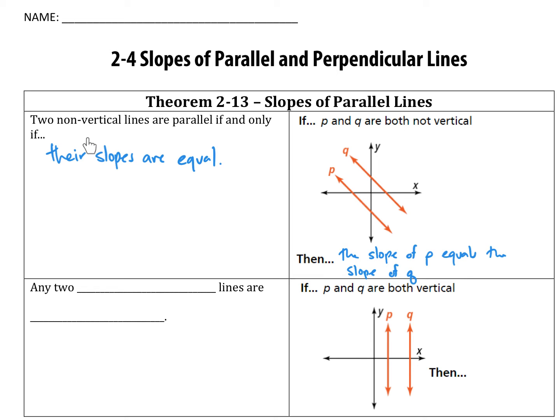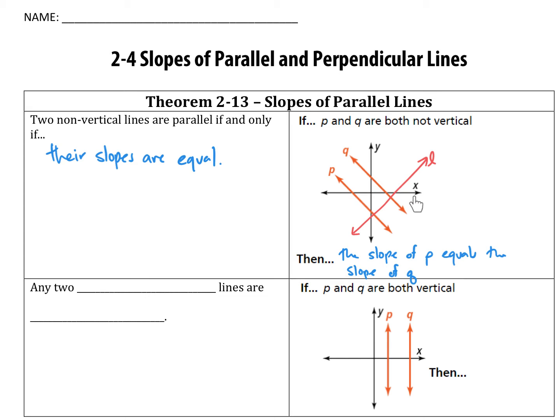Now, it says non-vertical lines, and there's a reason for that. If you look at lines P and Q here, I don't know numerically exactly what their slopes are, but I know that they're negative because they're moving downward as they go from left to right. A positive slope would look maybe something a little bit more like this. This line here, we can call it line L. It would have a positive slope because it's moving upward from left to right.